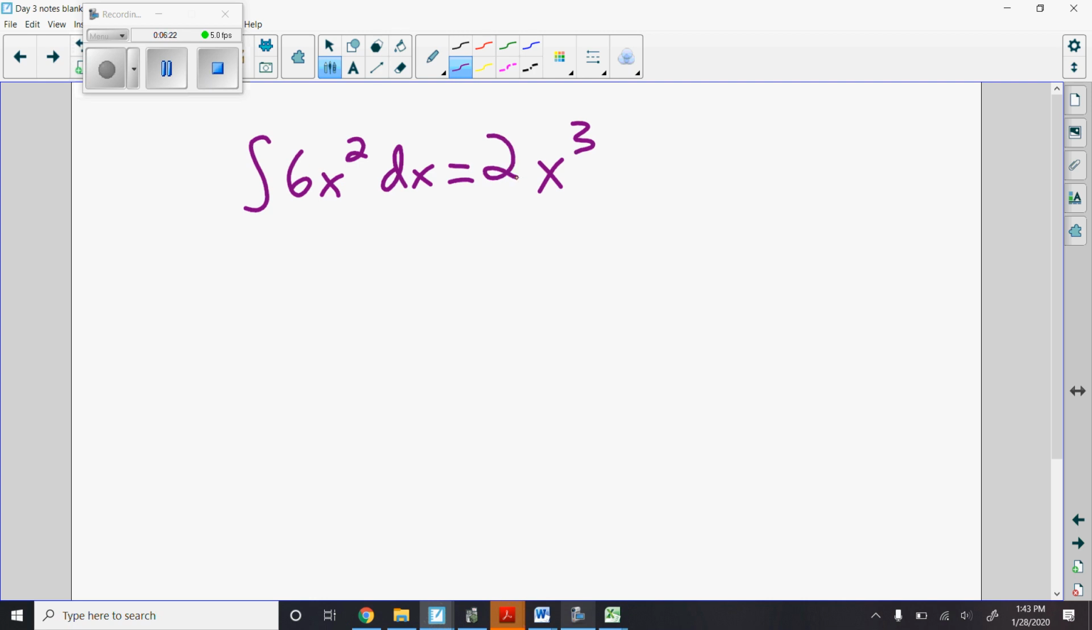Again, I have to account for that possible constant, so we'll call it plus c. But what about this problem?